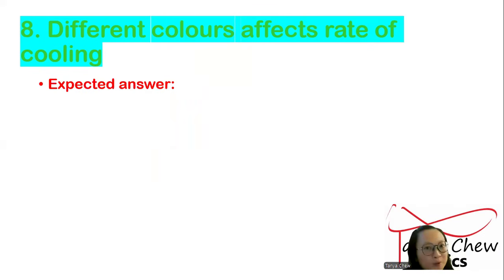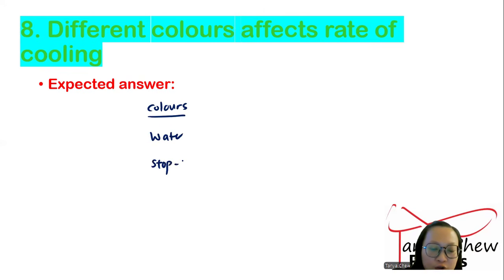Now, number 8, different colors affect rate of cooling. This is true. So I want to see your colors. What colors you want to use? Are you going to use red, yellow, green, purple, right? You have to talk about the colors. So we will expect to see the colors, water, and a stopwatch to measure, and then the thermometer. So these are the apparatus that you have to write.